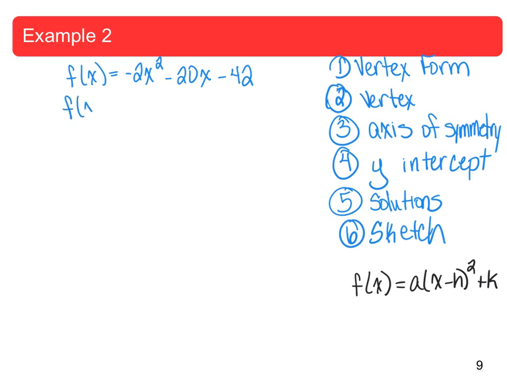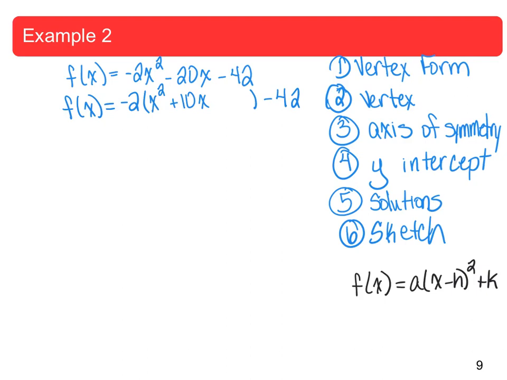So we are going to have f of x equals, and we are going to take the -2 out of the first 2 terms. Okay, so I have -2 times x squared plus 10x. And what I have done is I move that -42 out to the side. Now, I'm going to complete the square.